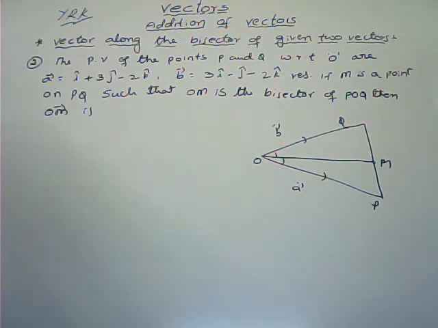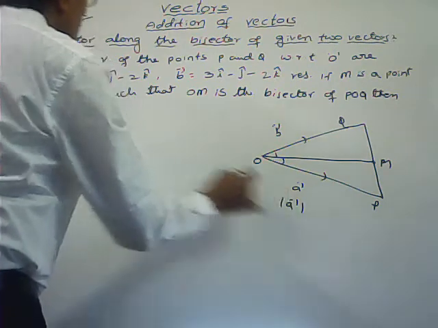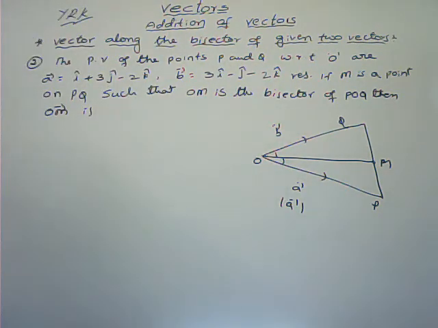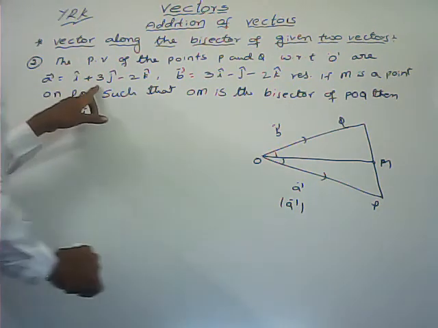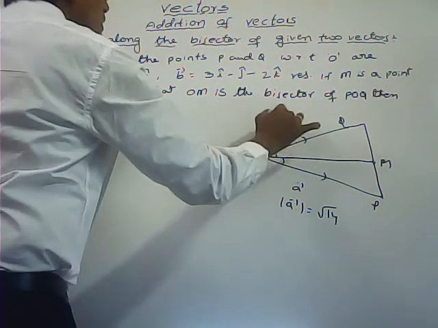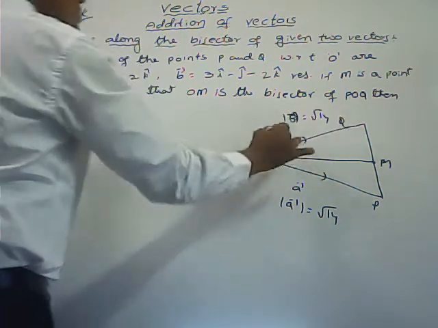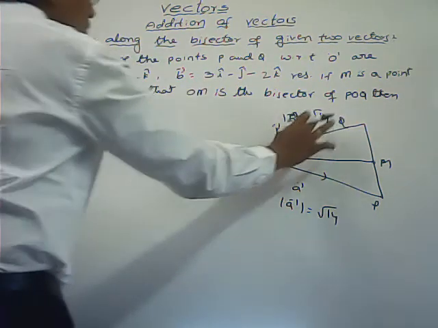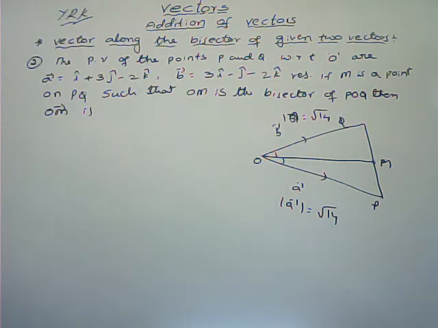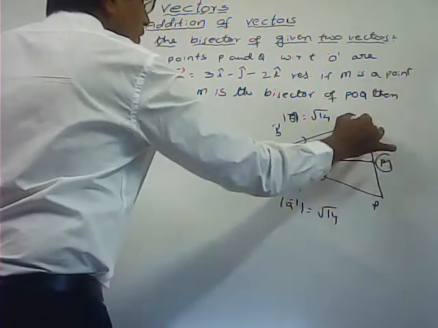Now here you can observe one thing. Here A bar is given. What about modulus of A bar? Here 1, 3, 2, here also 1, 3, 2. Same terms are there, so both are having the same modulus. 9 plus 4 is 13, plus 1 is 14. Modulus of A bar is root 14. Modulus of B bar is also root 14. So we say these two sides are equal, that is an isosceles triangle. If it is an isosceles triangle, M is the midpoint of PQ.